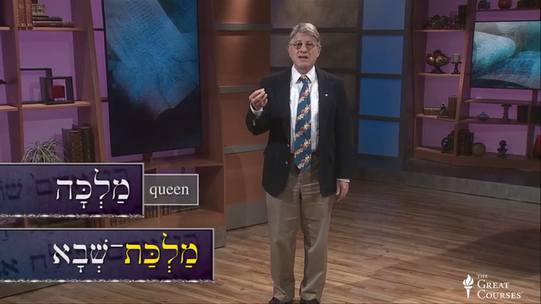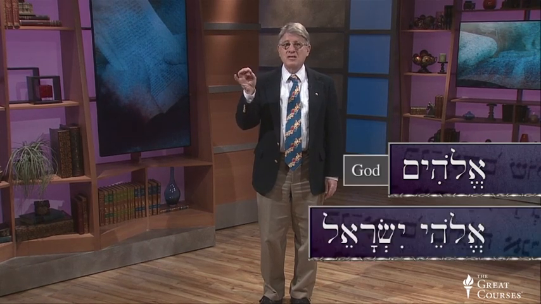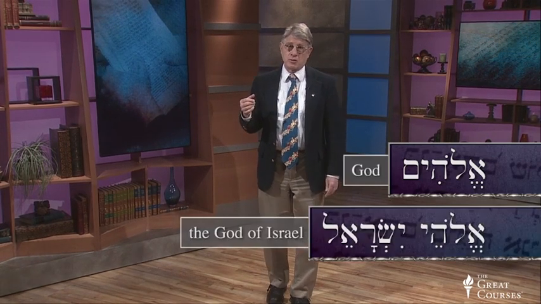Quick review. Malka, a queen. Malkat Shiva, the queen of Sheba. Elohim, God. Elohei Yisrael, the God of Israel. And these two forms, at and a, are the two distinct construct endings.